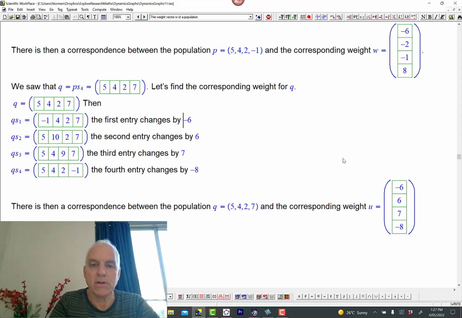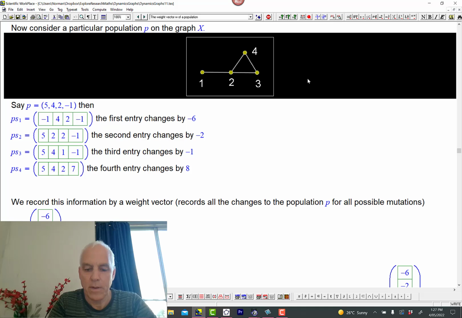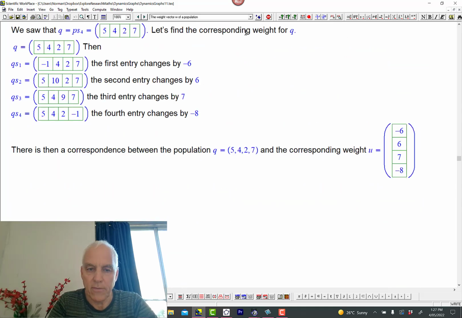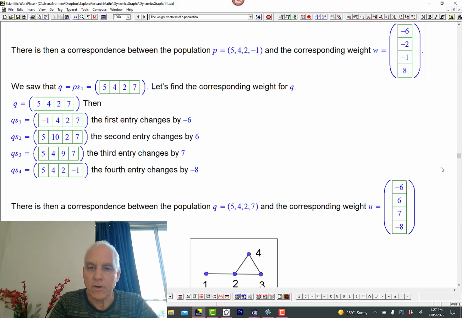And I better remind you about our graph. We're actually looking at this graph. Okay, we're looking at the graph. Maybe I'll put it over here. And to go from P to Q, what we did is we mutated at S4, at the vertex 4. Okay, there's a mutation S4 linking this thing to this thing. Okay, so correspondingly, what is the relationship between this and this?